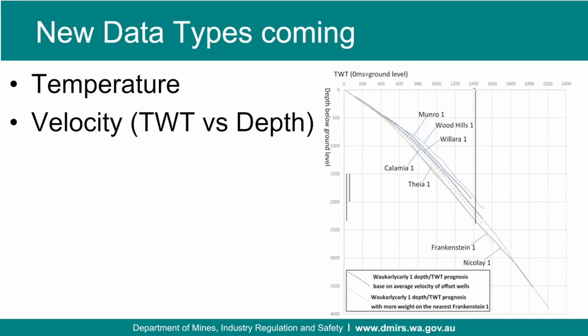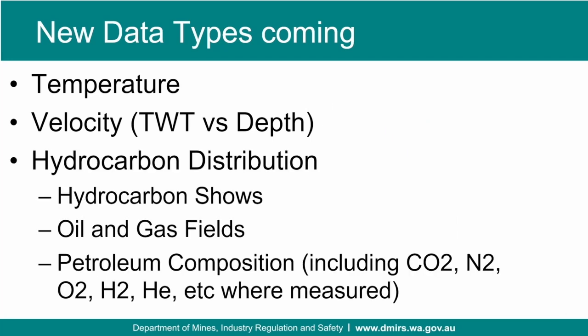Okay, and another new data type that's coming is velocity data, so two-way time versus depth from well VSPs or check shot data. And also hydrocarbon distributions, so hydrocarbon shows, oil and gas fields and petroleum composition. So if you wanted to search for, say, wells that have natural hydrogen, you could select H2 and it will highlight those wells, or helium, etc.